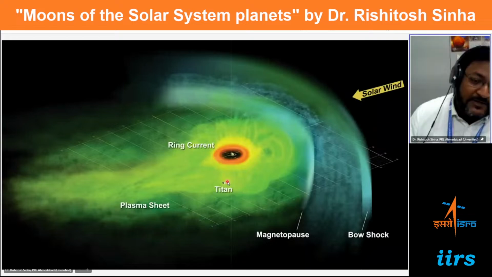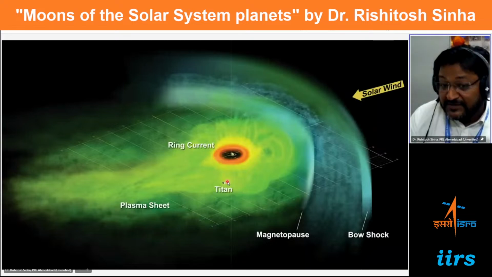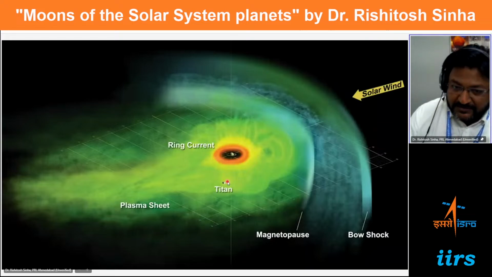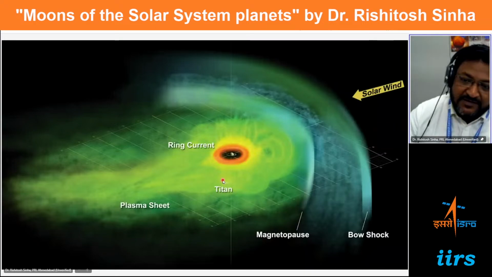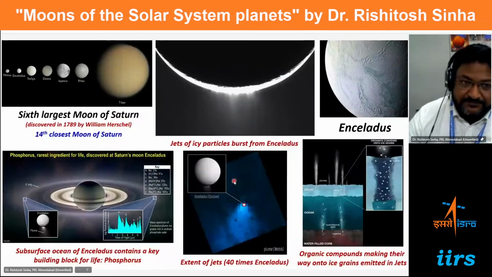You know that Mars has a thin atmosphere. We don't see surface liquids on the surface of Mars. But in this case, since it is immersed in the magnetosphere, it is likely that it is protected, and that's why we see such particular features on the surface of Titan.